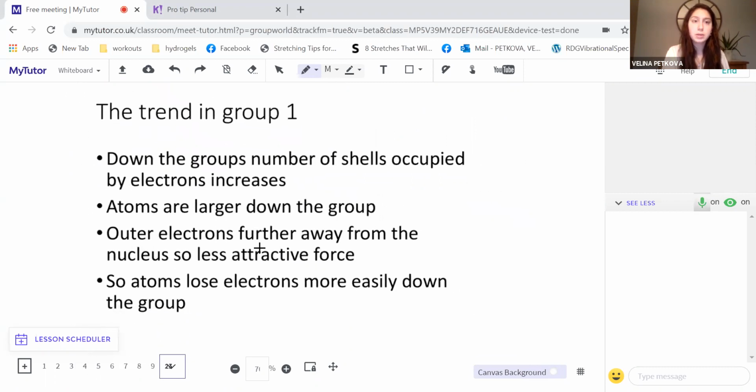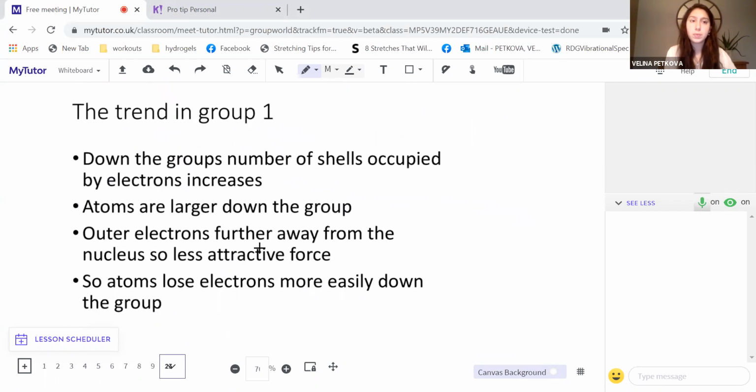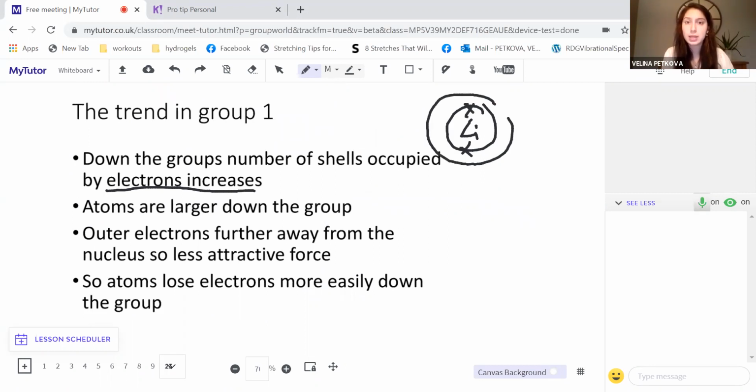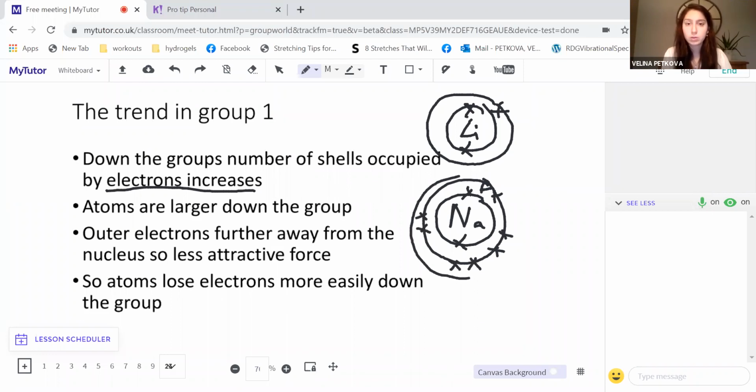So down the group, the number of shells occupied by electrons increases. Okay. So if we had lithium, there is just one electron shell between the lithium and the outer electron, right? However, if we go to sodium, we have the first shell, which has 2. Then we have the second one with 8. And finally, we have our third electron shell that contains the outer electron here. So atoms are larger down the group. As you can see, sodium is much bigger.